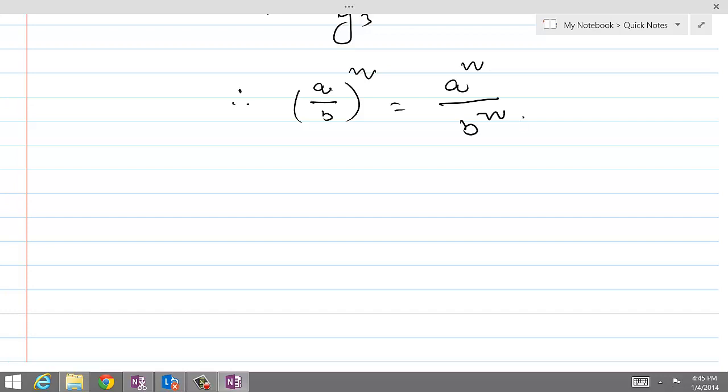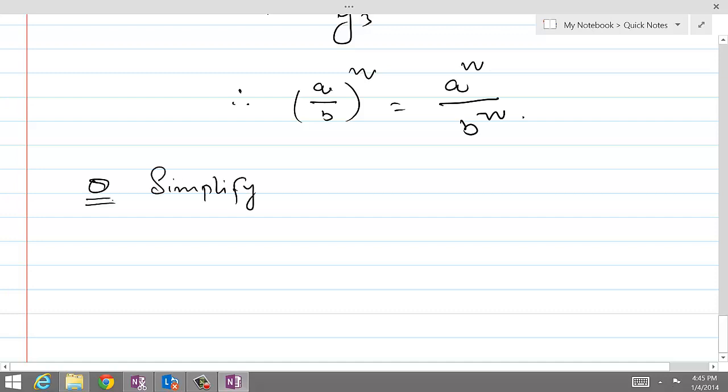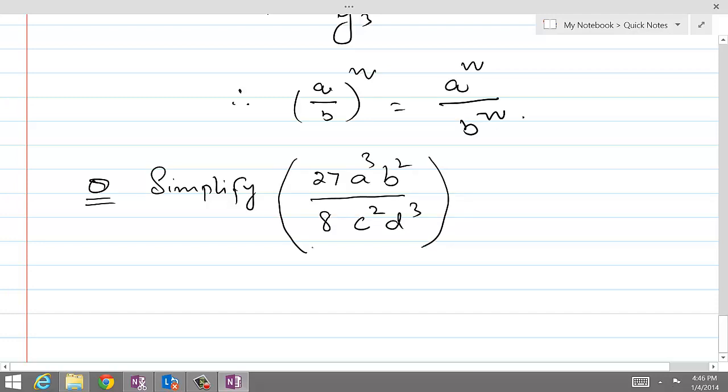Let's take a look at this question. Simplify (27 a power 3 b power 2 over 8 c square d cube) whole power 3.